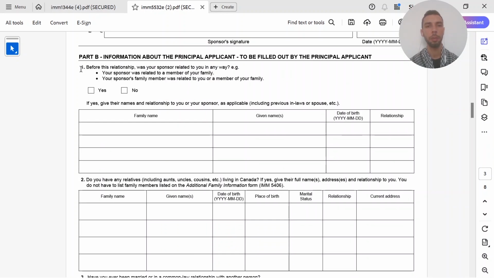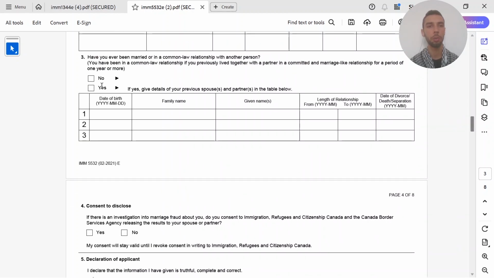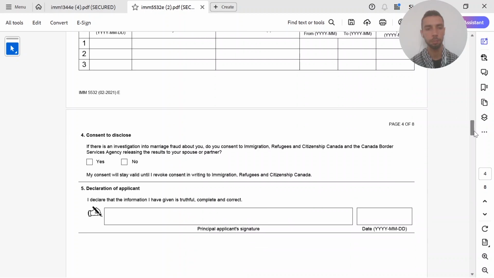Part B is the information about the principal applicant. So here, question one, before this relationship, was your sponsor related to you in any way? This relates to arranged marriage. For example, if you were cousins or family relatives, you have to enter that. If no, you move on to the next question. Do you have any relatives living in Canada? If you do, aunt, cousin, doesn't matter, you enter their contact information here as well. Question three, have you been married or in common law relationship with another person? If that's a yes, you enter their details. If no, you move on.